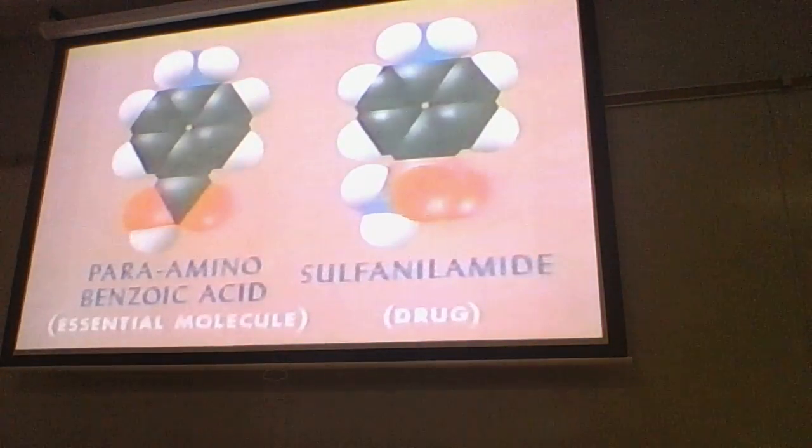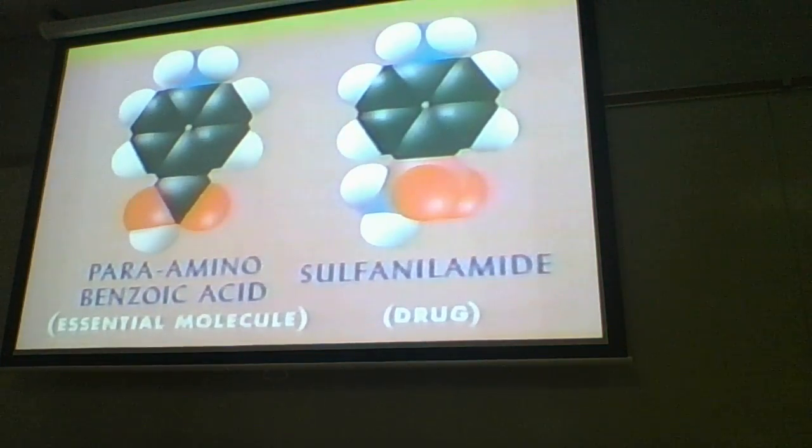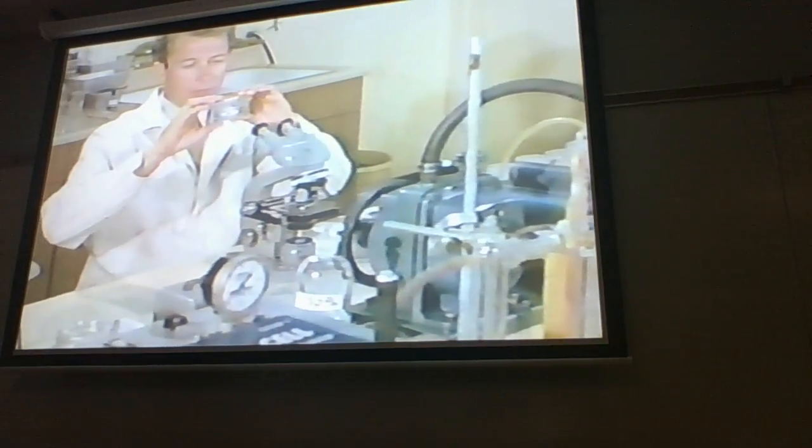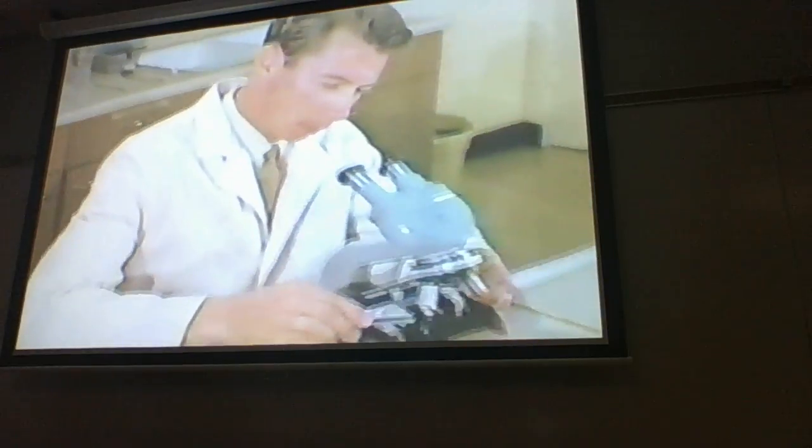The effect of sulfanilamide on cell growth was found by trial and error. But the discovery that sulfanilamide is structurally similar to an essential molecule accounted for the action of the drug. This principle of structural similarity helps us to predict which drugs might be effective against specific diseases. Consider, for example, the use of drugs in the treatment of cancer.